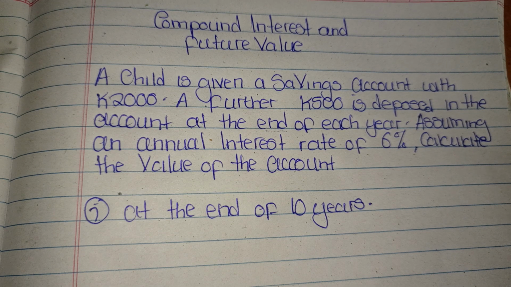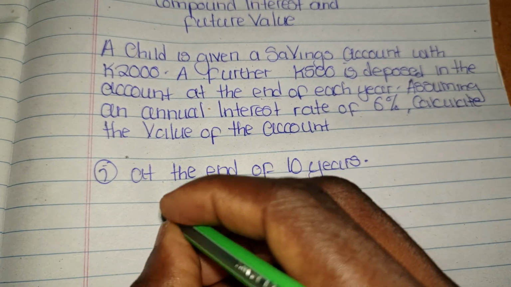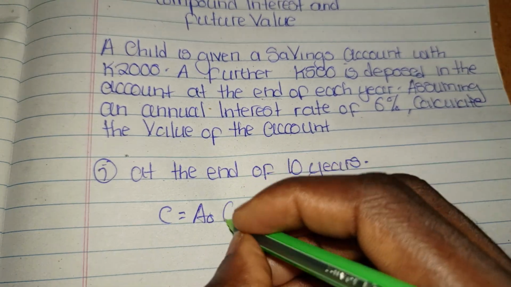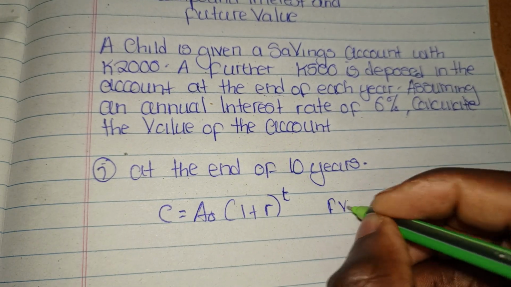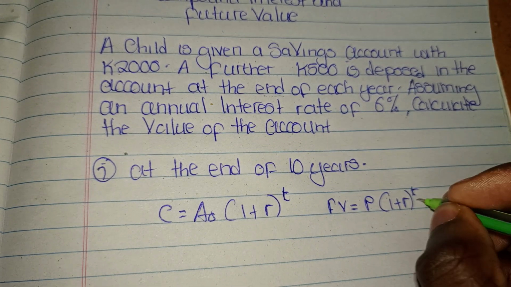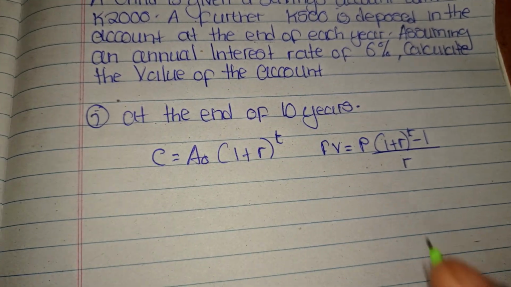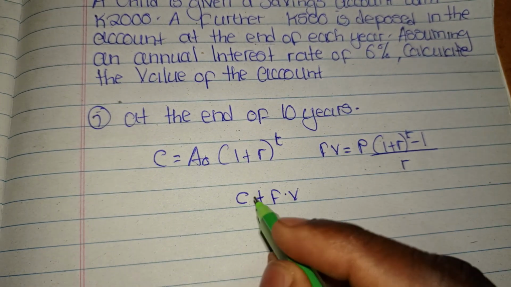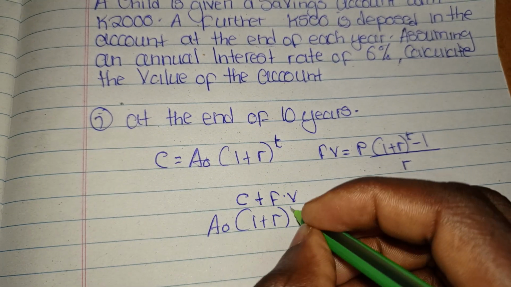So we know the compound interest accrued formula is equal to A naught, which is the amount that is put in the bank, times 1 plus r to the power t. Then we know future value is equal to the principal times 1 plus r to the power t minus 1, over r. From here, we add the compound interest plus the future value, where the compound interest is A naught times 1 plus r to the power t.